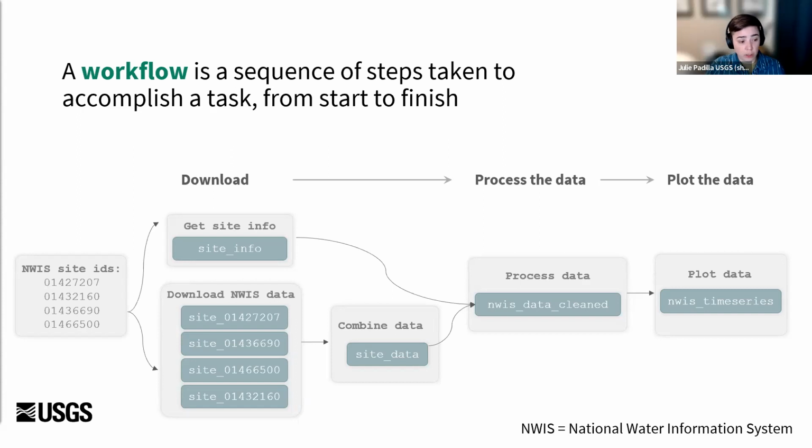At USGS, a workflow may look something like how data flows through a project from raw data to processing to plotting. And here we've sketched out a workflow for a project that basically does that. It takes a variety of sites from the National Water Information System, it downloads the data, it processes the data into some sort of clean format, and then it plots the data. Capturing these steps in code and documenting these processes is already a big step forward for reproducibility. But there's room for improvement.